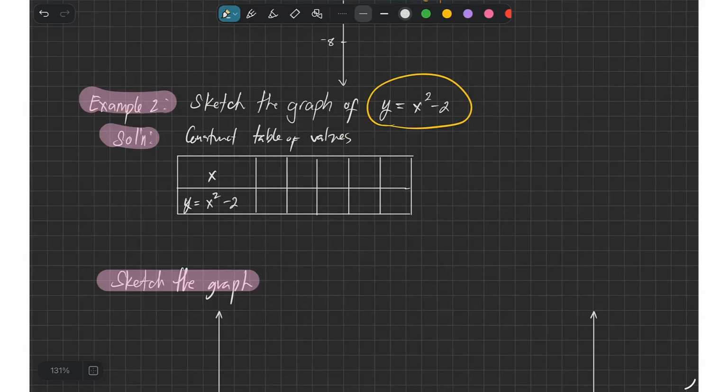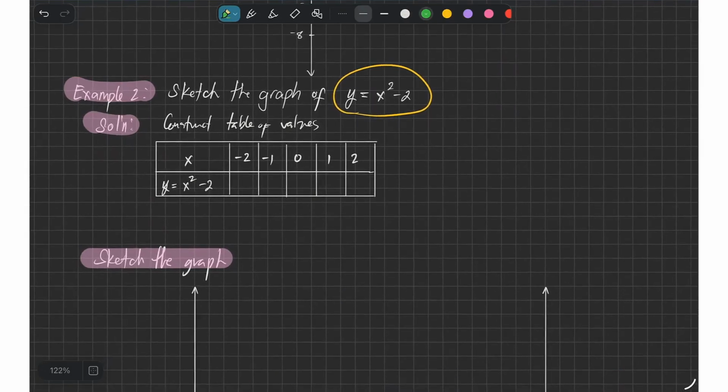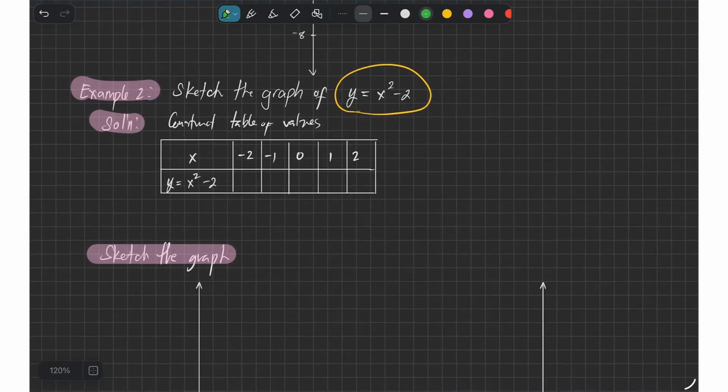But this time, our y is x squared minus 2. And since this is quadratic, hindi pa ako magsisimula sa 0. At ako ay magsisimula po sa negative 2, negative 1, 0, 1, and 2. Pag-solve po natin yan, if x is equal to negative 2, then y will be equal to negative 2 squared minus 2 equals 4 minus 2, which is equal to 2. Okay, so ang ating first ordered pair dito ay negative 2 and 2.